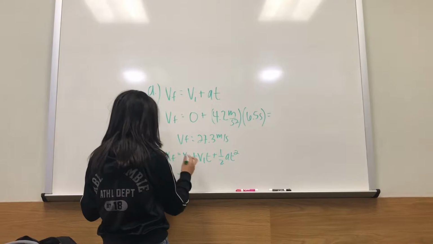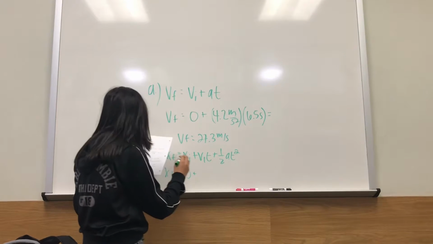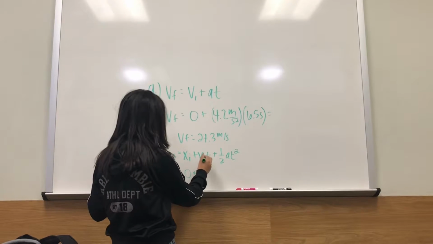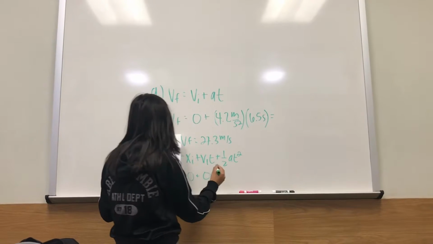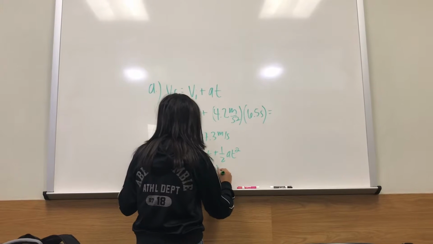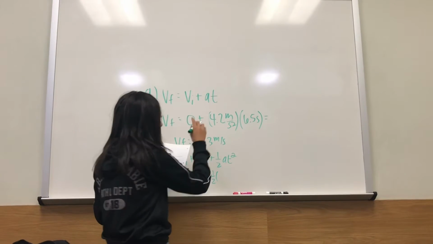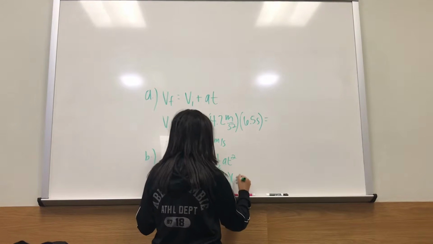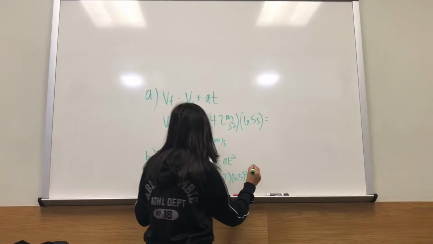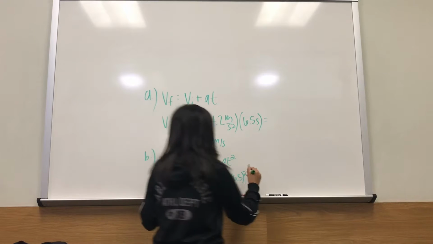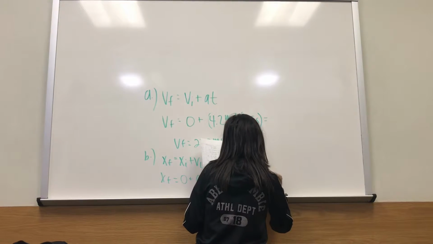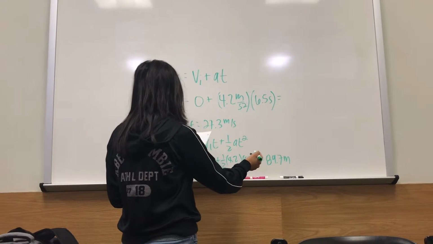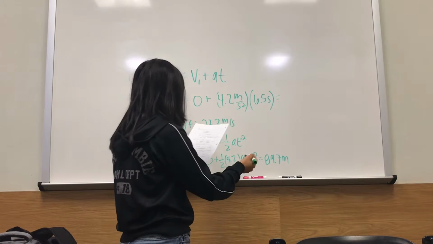Again, our x initial is 0, and our velocity initial is 0, so that when you multiply that, it just comes out as 0. And then you can just plug in our acceleration, which was 4.2, times our time, which was 6.5. You gotta square your time. And so that should equal 89.7 meters.